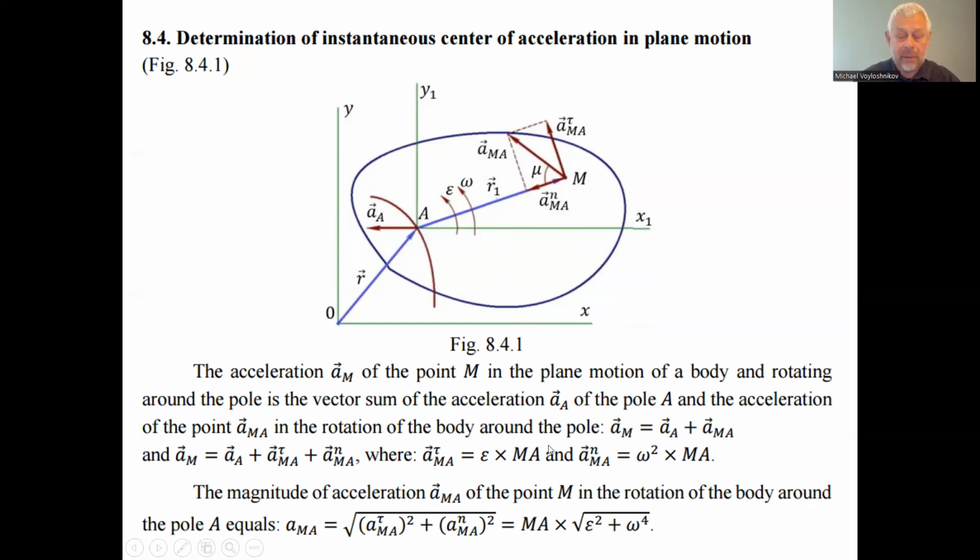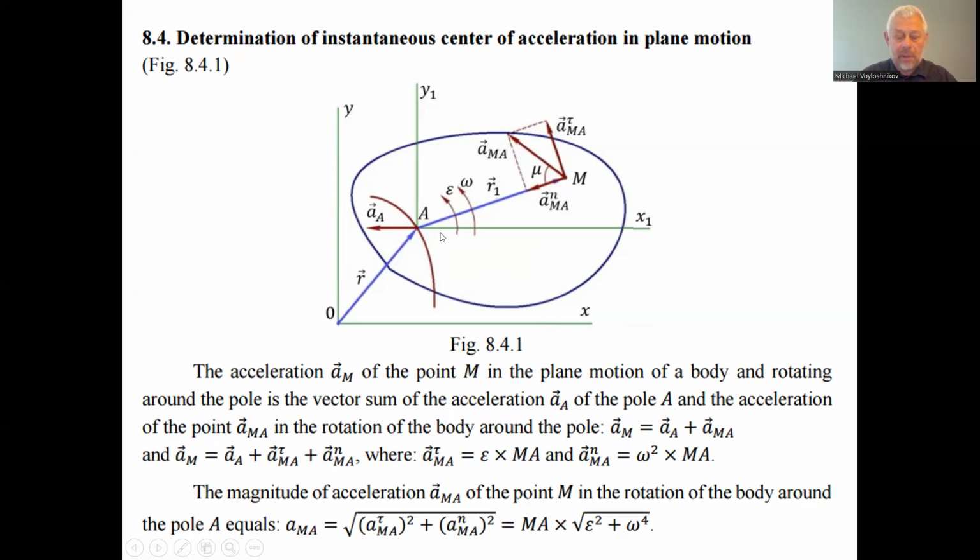We can consider this acceleration as well, given that the mechanical body rotates with a definite angular velocity omega and angular acceleration epsilon. So the acceleration of the rotation of the point M around the pole A consists of two vector components: the tangential acceleration and the normal acceleration directed to the pole A, when the body rotates around the pole A with the angular velocity. And the tangential acceleration exists because the body rotates with angular acceleration as well.